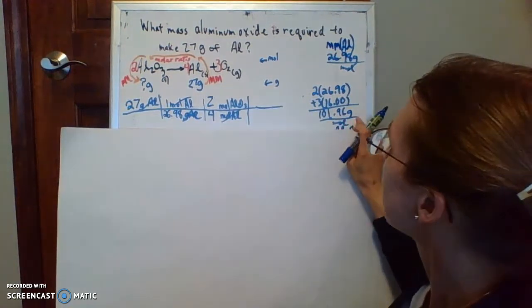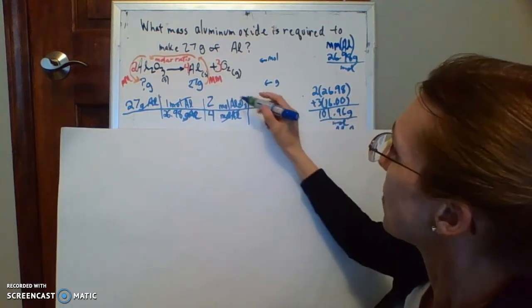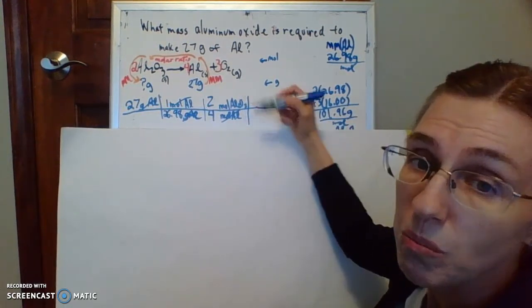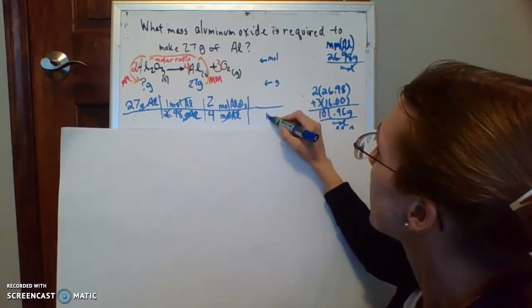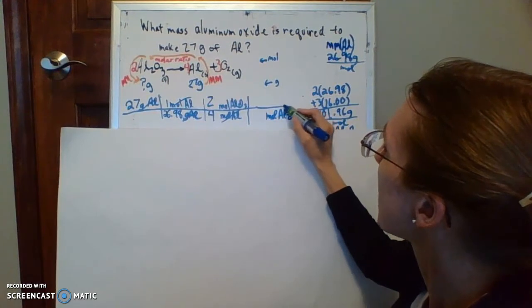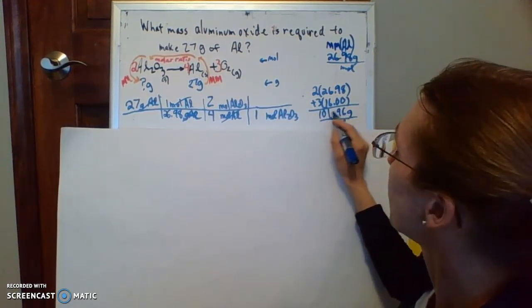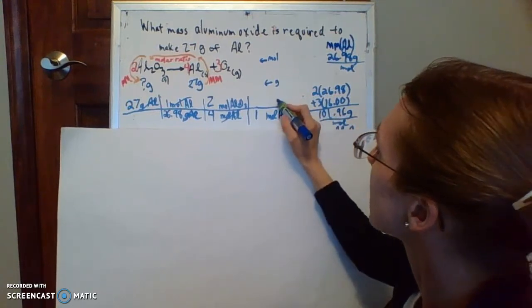The aluminum oxide molar mass is over here. And we've got moles in the top. So we want moles in the bottom to cancel out. So we'll put moles of our Al2O3 on the bottom. And we know there's always 1. And then the thing on the other side of the line goes on the other side of the line.